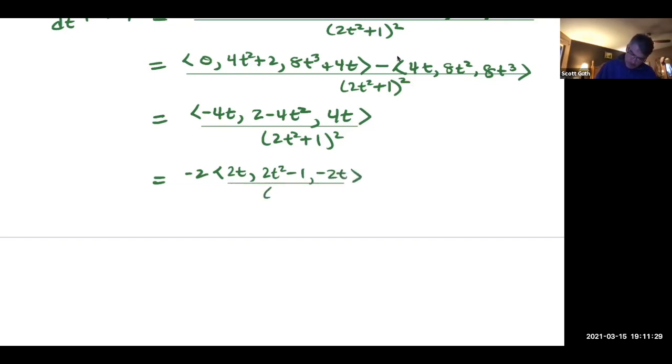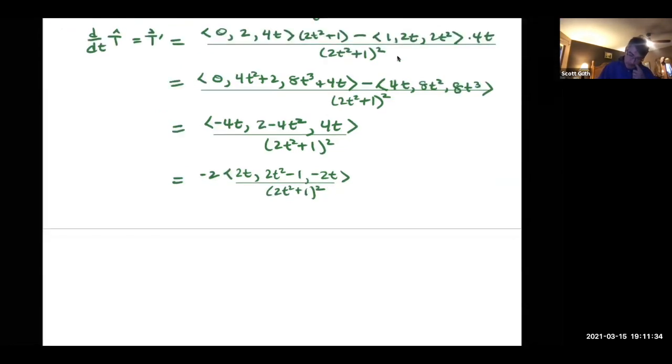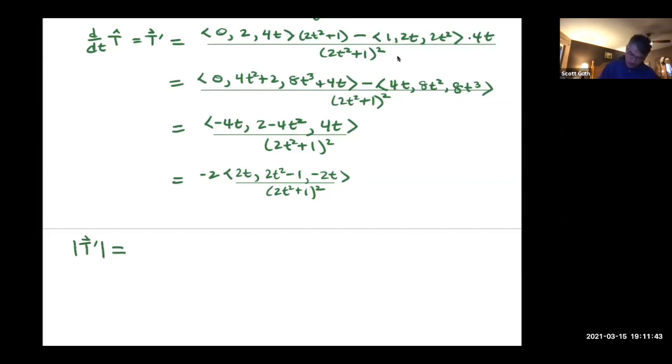I think it's just good to practice this anyway. Don't forget, you're going to do this over 2t squared plus 1 squared, so that when we do the magnitude of T prime, I'm going to take the absolute value of the scalar. So you're going to take the absolute value of -2 over this 2t squared plus 1 squared. Now, if that 2t squared plus 1 squared was distributed through the vector, I hope you can see how much harder this would be. It's hard as it is, because I still have to do the square root, but you want to factor as much out of there as you can.